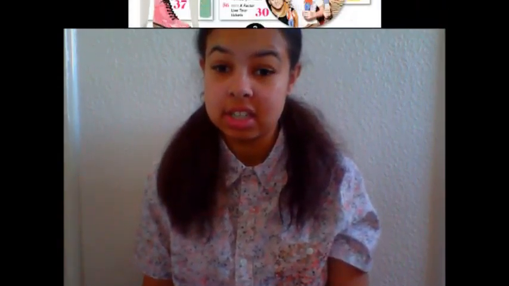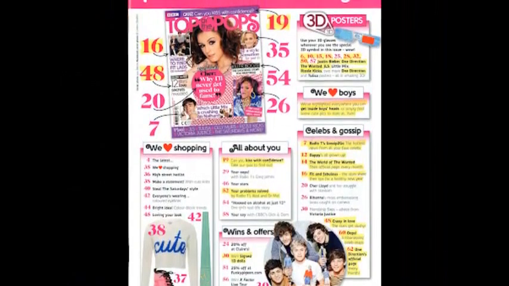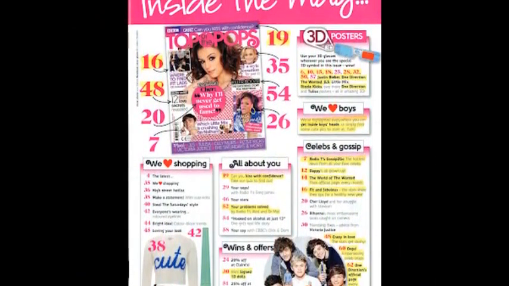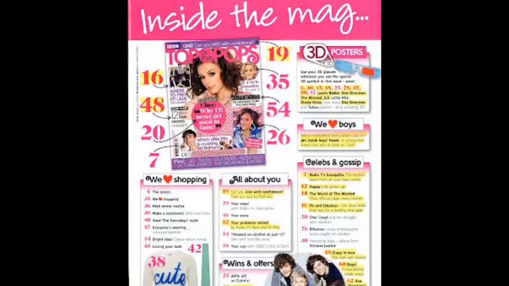On the top of the Pops one it says inside the mag. This is shortened and it's made to look like it's all down with the kids, all up to date with everything that they say. My magazine, however, just says contents. I decided that this was more efficient for my magazine.